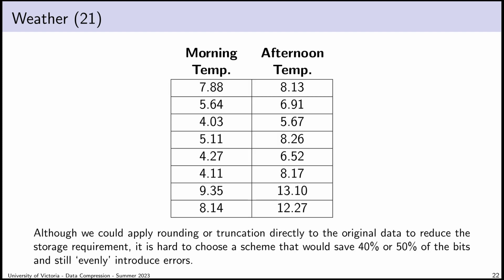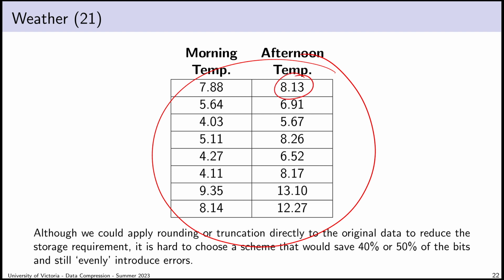Okay, so we could, of course, try directly manipulating the original data. So, what's the point of a transformation? Why don't I just go through and begin wiping out bits of the original data? The issue is it's very hard to choose a scheme that uniformly modifies all of the data, so it introduces the same amount of error into all of the data, that does then result in me achieving compression.